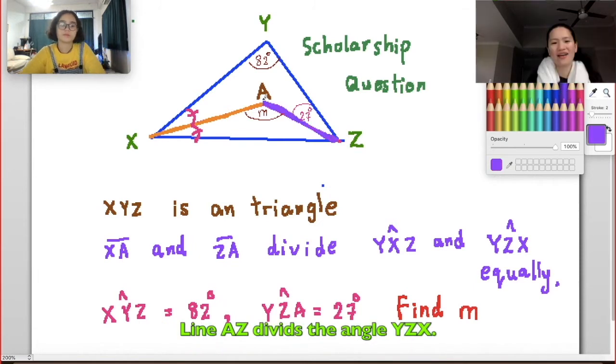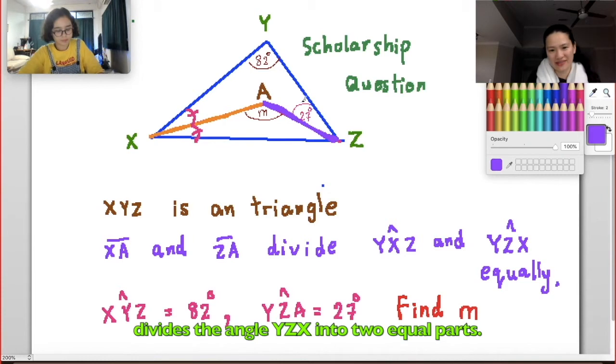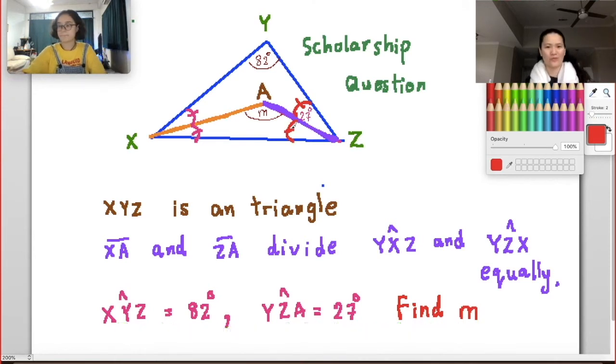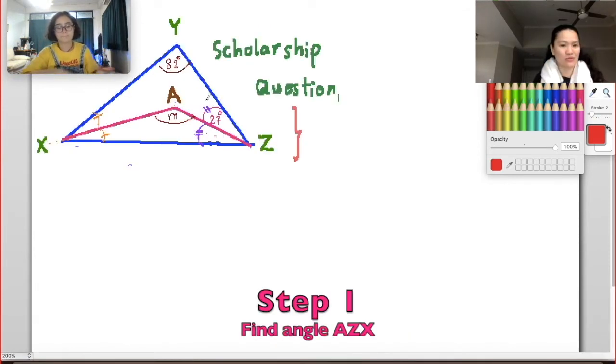Next one, the line CA divides this angle YCX equally. So that means this 27 and 27 are equal as well. Now we do step 1. We try to find ACX. We try to find this one. Yeah, this one is step 1.